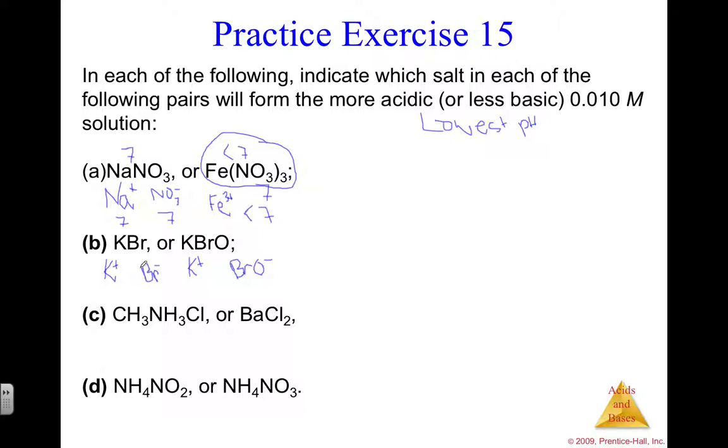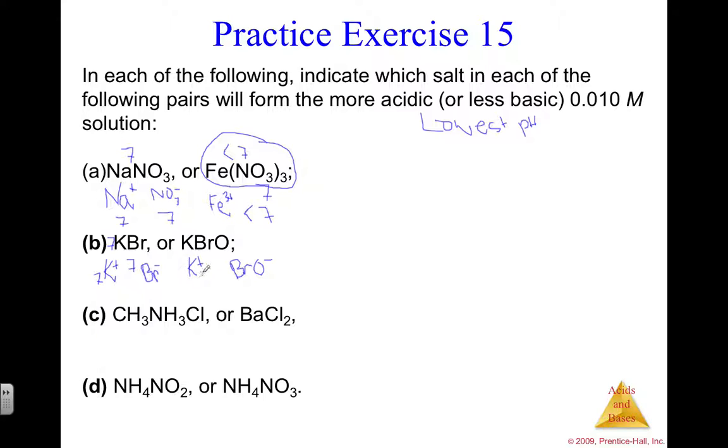Okay, so let's think about this one. K+ is the cation of a soluble metal hydroxide, so its pH is 7. Br- is the conjugate base of a strong acid, so its pH is 7. So overall, KBr will also be 7.